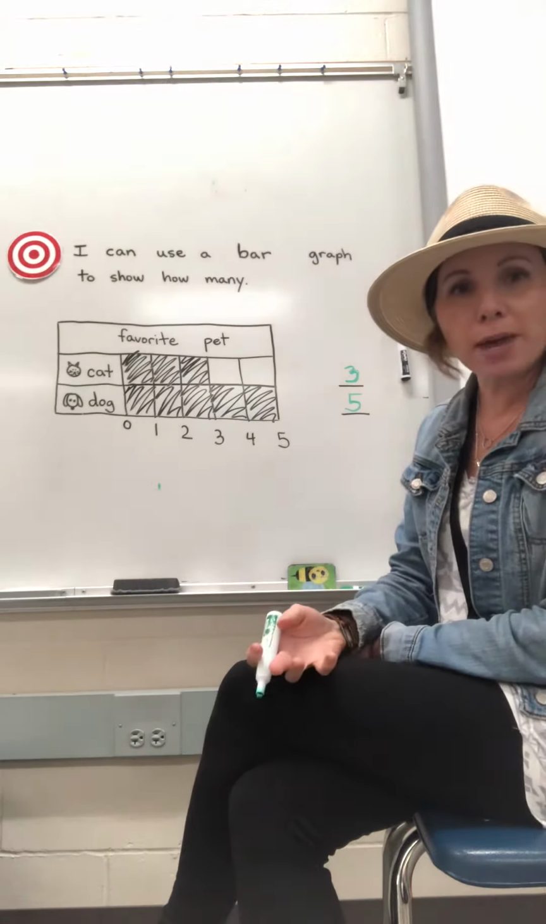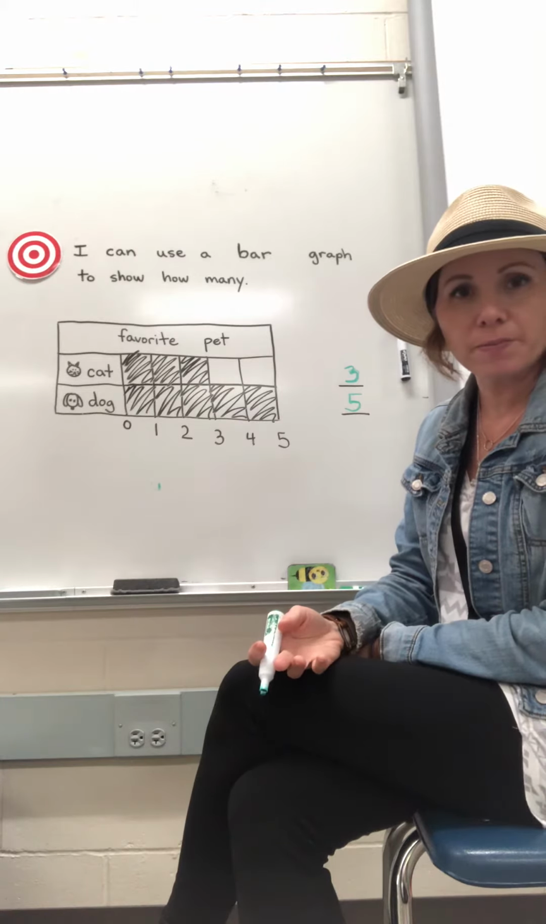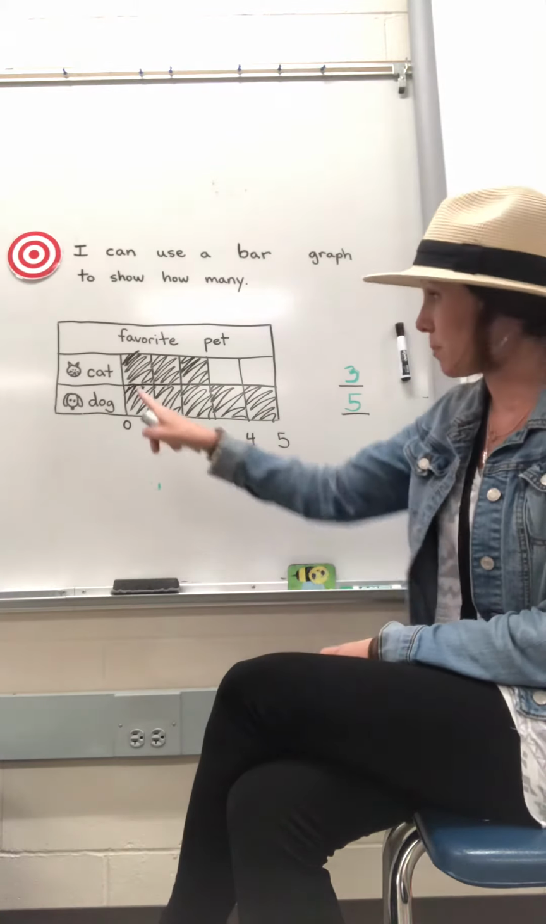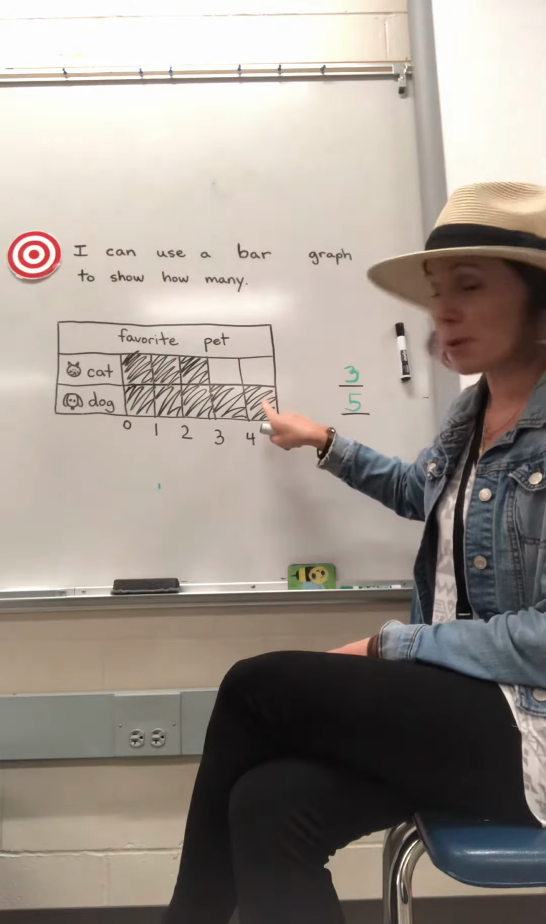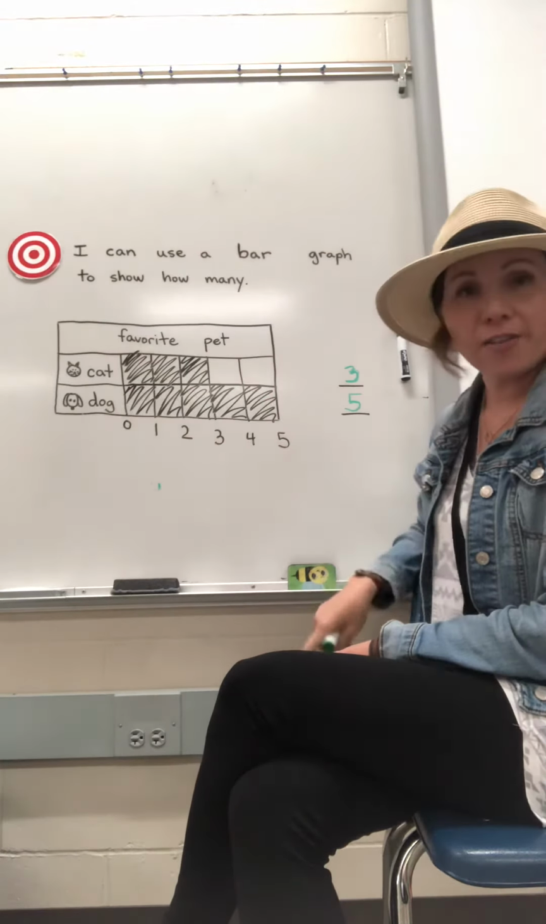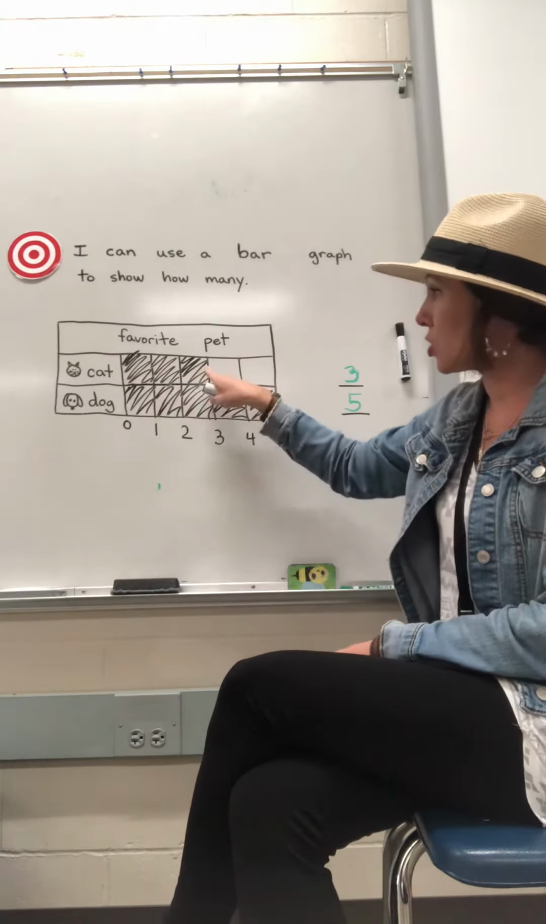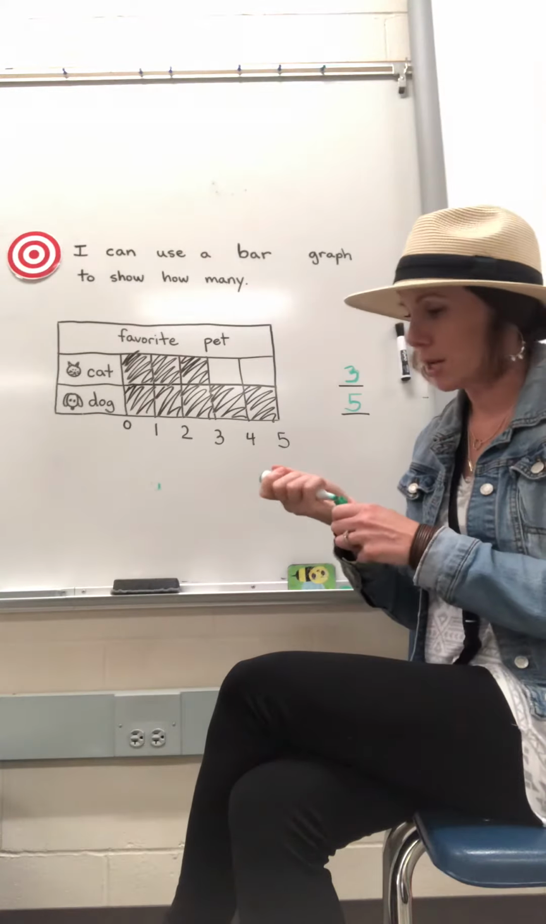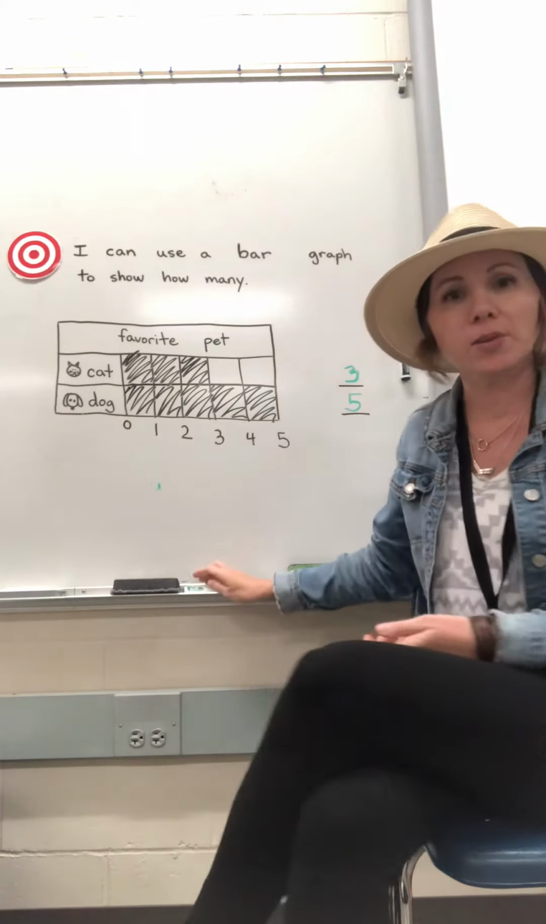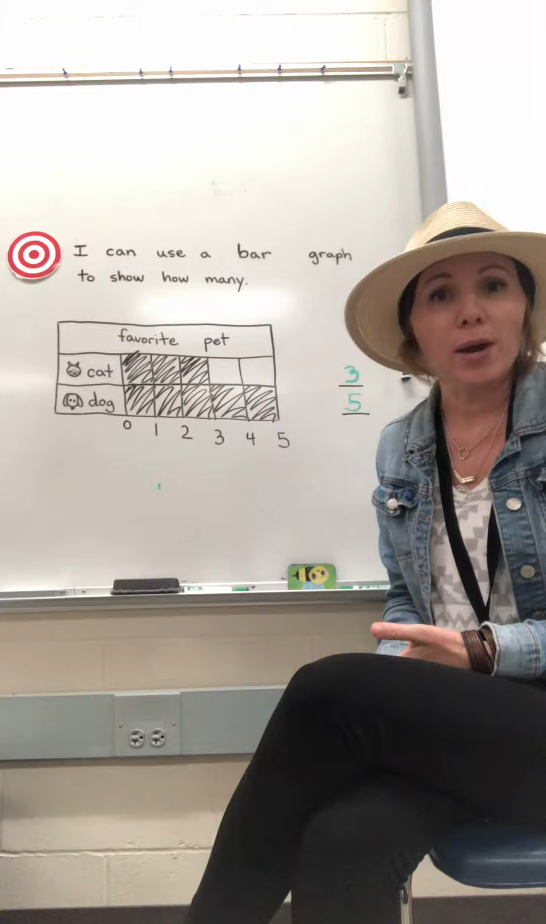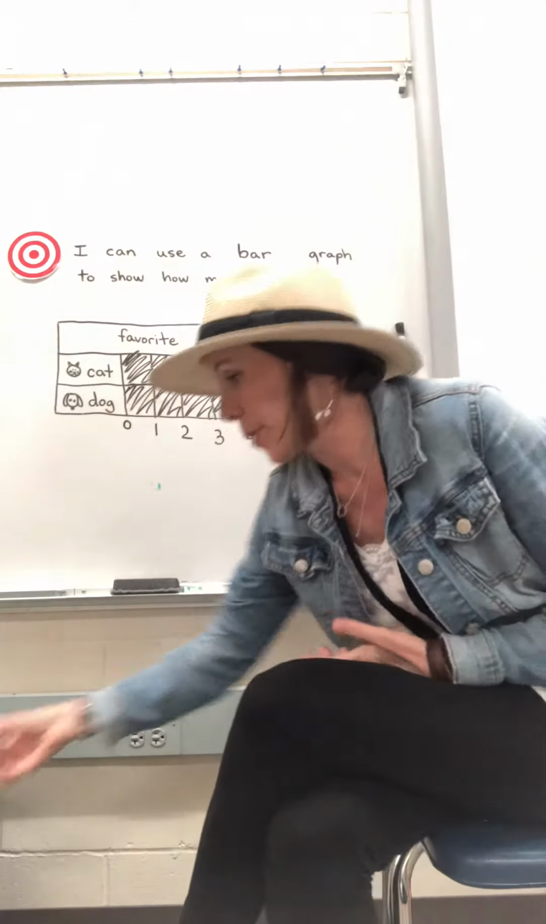So which pet had more people choose it for their favorite? It would be dog, because the bar is longer in the bar graph and it shows 5. And cat, the bar is shorter and it only shows 3. So a bar graph is a way to compare information, a way to show how many, and that's what you're going to be doing today.